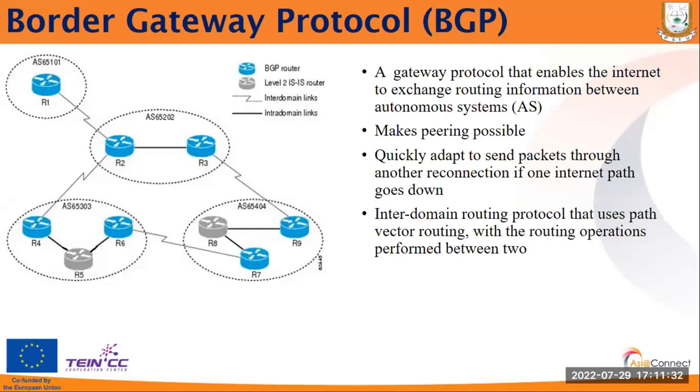Border Gateway Protocol is a gateway protocol that enables the internet to exchange routing information, right? And we can also say that BGP offers network stability, so the router can quickly adapt to send packets through another connection. It makes the routing decision based on path rules or network policy. When you have a router that connects to other networks, it does not know which network is the best one to send its data to.